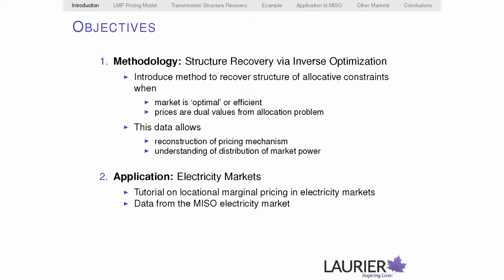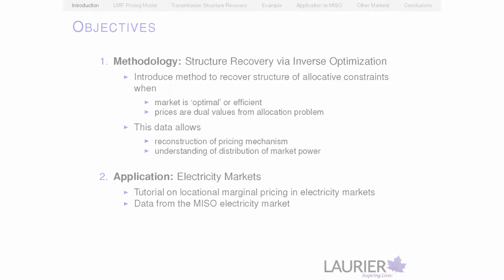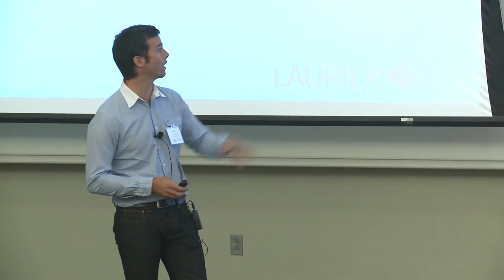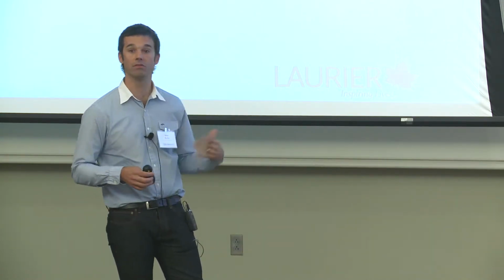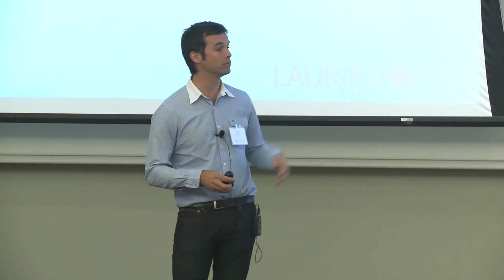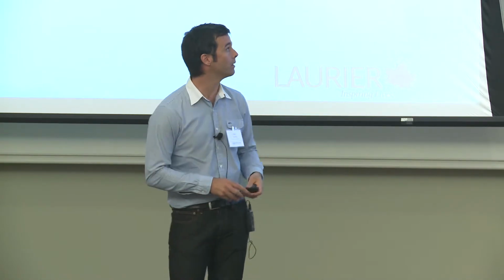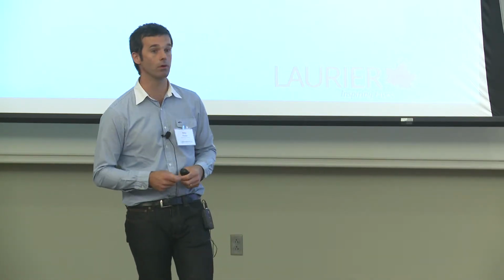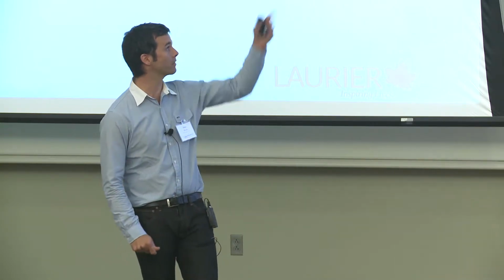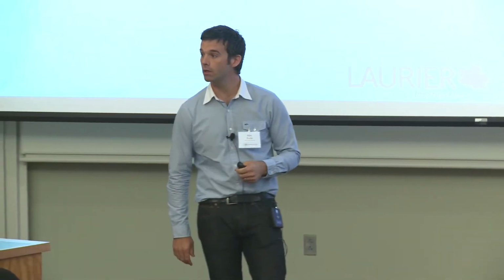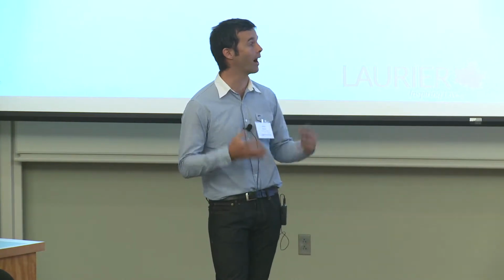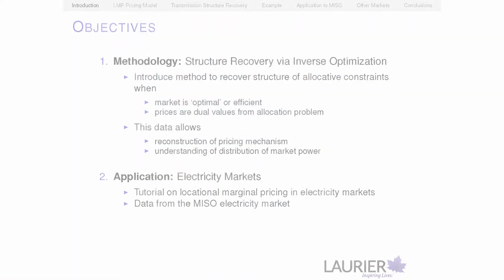The methodology relies on markets being optimal or efficient in some way. Optimal, in this case, if we have an institutional market like an electricity market where we know how the allocation mechanism works, and we know that they're pricing based on dual values of that optimal allocation problem, then we can use that information and the theory of inverse optimization to back out how these prices are arrived at.